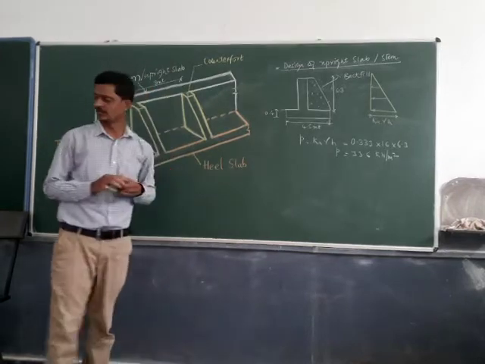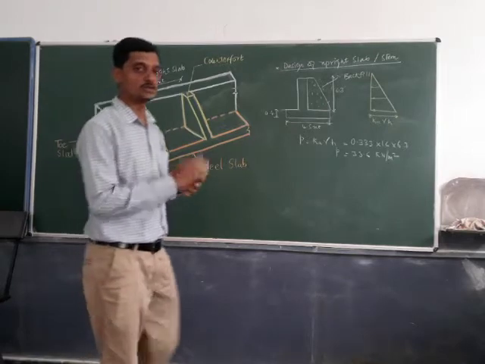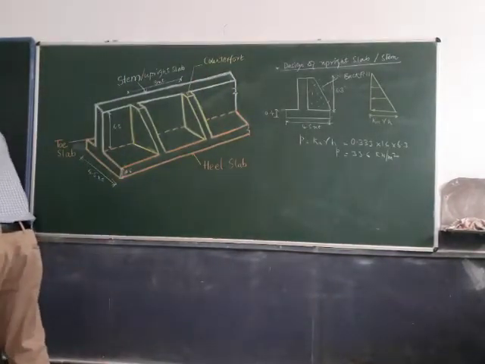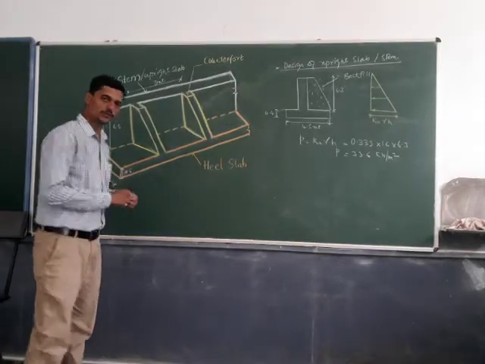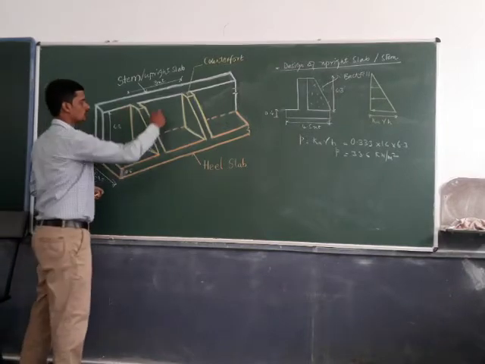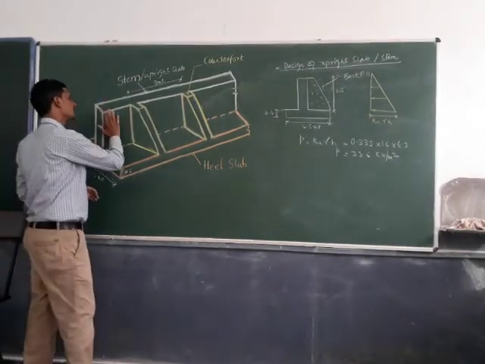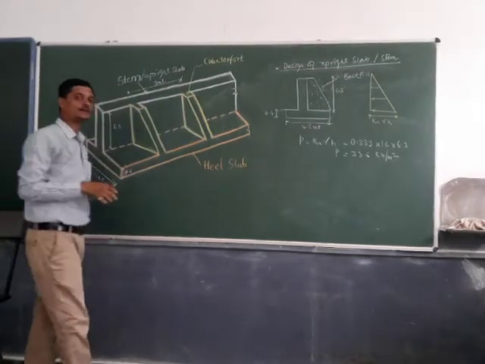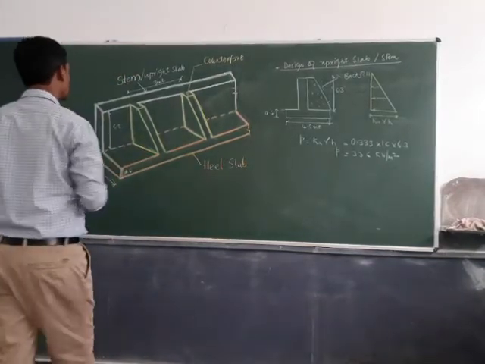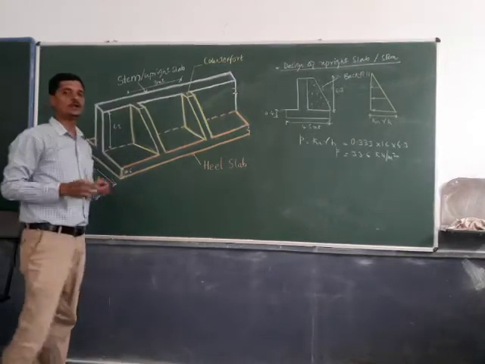So what is happening here generally? What will be the behavior of the upright slab? This is very, very important. How will it bend? Suppose there were no counterforts and the wall is subjected to lateral earth pressure because of soil. If there is no counterfort here, how will it behave?